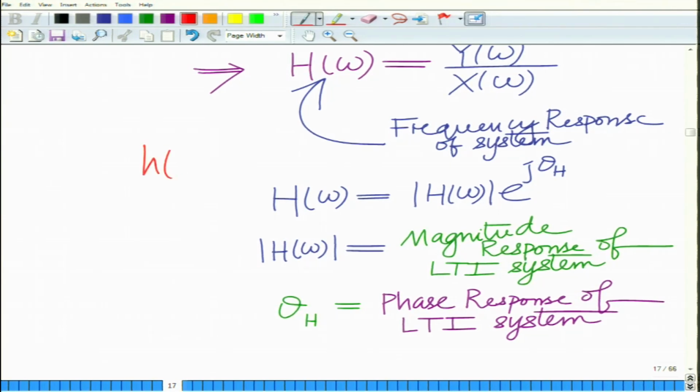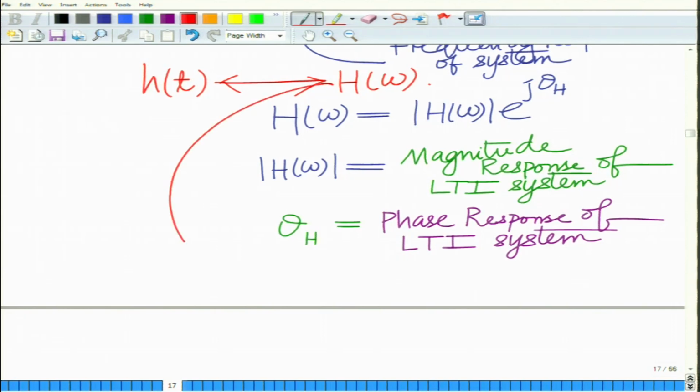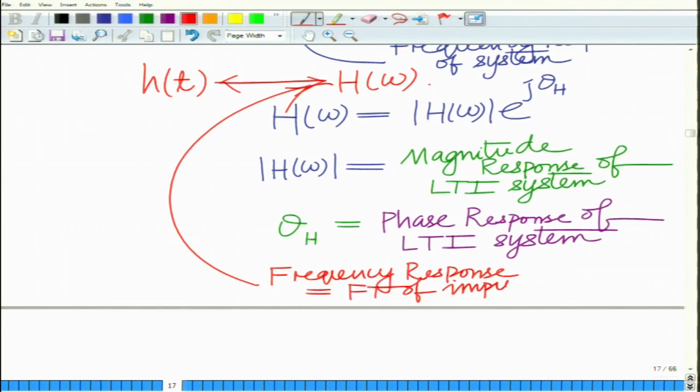And remember, the frequency response H of omega is nothing but the Fourier transform of the impulse response. So frequency response equals the Fourier transform of the impulse response.